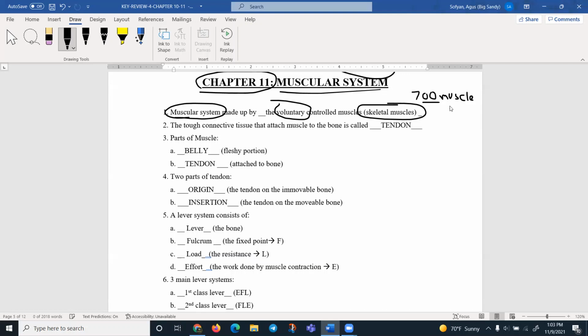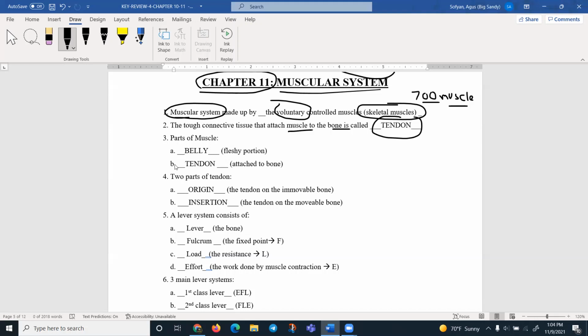Like bicep, tricep, pec muscle, frontal muscles, femoris muscle, quadriceps. So they have their own name, about 700 of them. And there is a tough connective tissue that connects muscle to the bone, and this tissue is called the tendon.